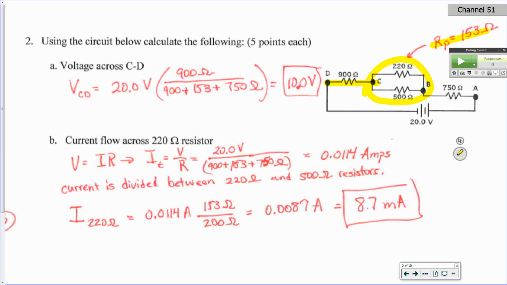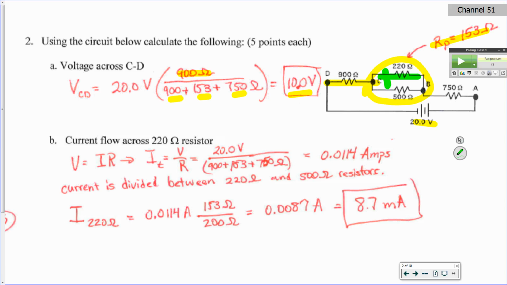So then you just set it up as a voltage divider. You had a 20 volt source. 900 ohms were dropped across the element of interest. You add all the other components together and you get 10 volts if you went to 3 sig figs. And then the next one, I asked what is the current flow across the 220 ohm resistor. What is the current flow that's going across this guy?